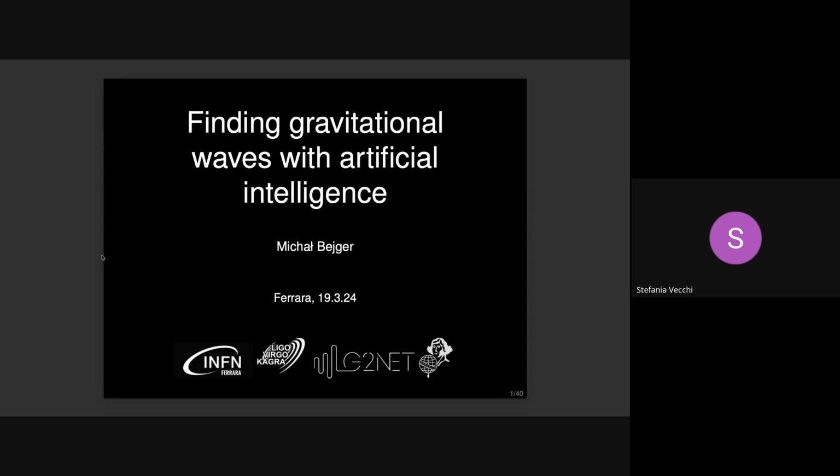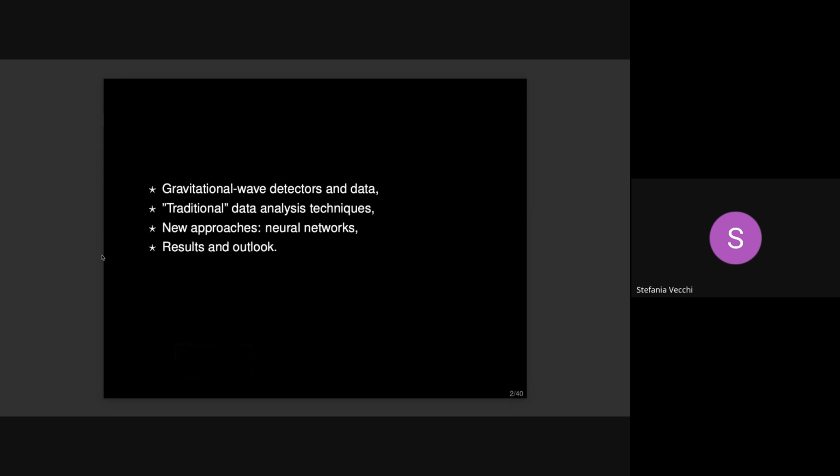So that's the topic of today. This is a very rudimentary plan. I want to first start with an introduction to what these detectors are actually doing, what they can do, and what they maybe cannot do. We'll talk about traditional data analysis techniques, mostly matched filtering, and then new approaches, maybe machine learning and neural networks, and then some results that we got just recently. Some papers are not even published yet.